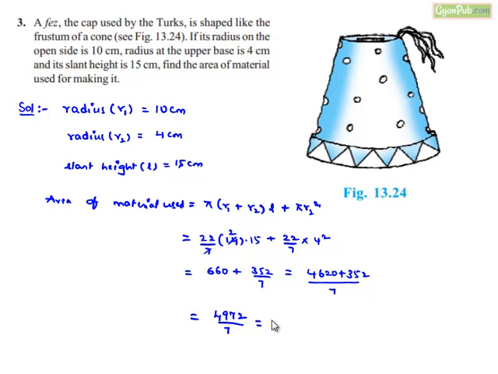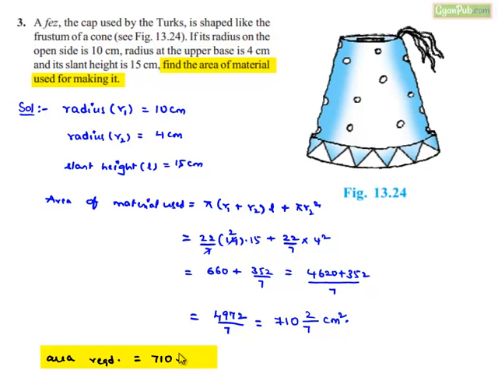Then we get 49 goes in 7 times and 7 goes in 7 one time, and we'll be left with 0 here. 2 by 7 centimeter square. Therefore, the area required for making the cap is 710 2 by 7 centimeter square.